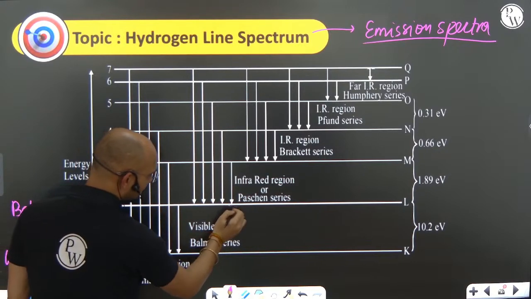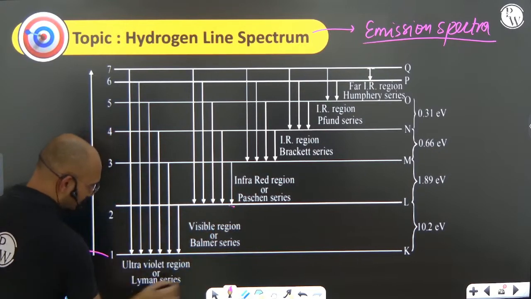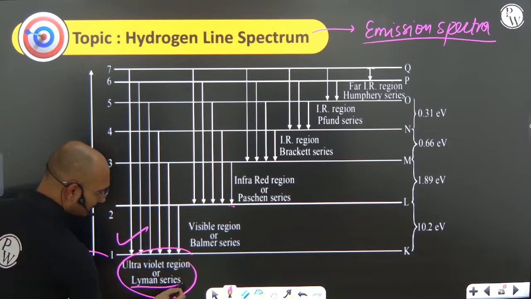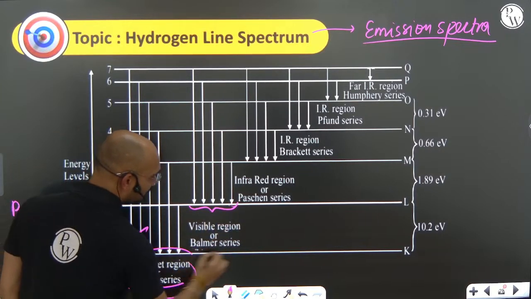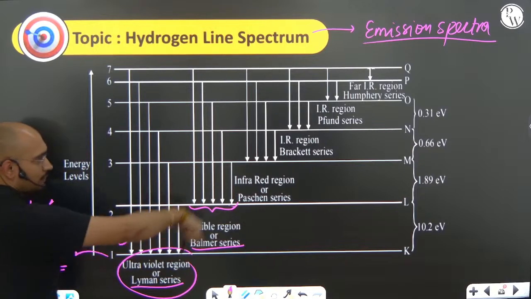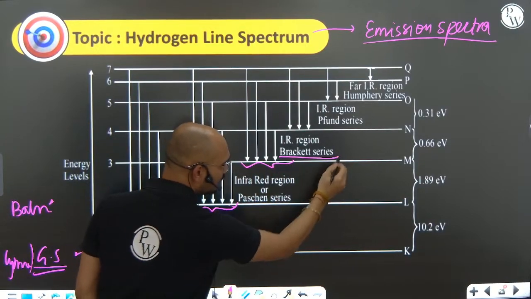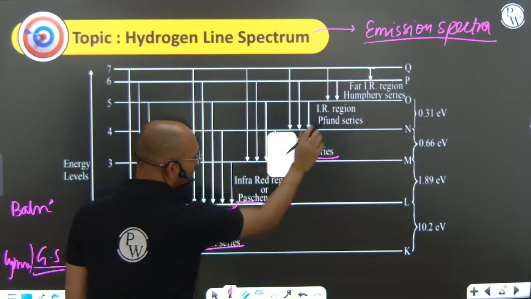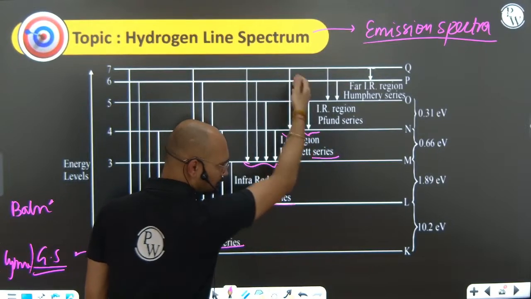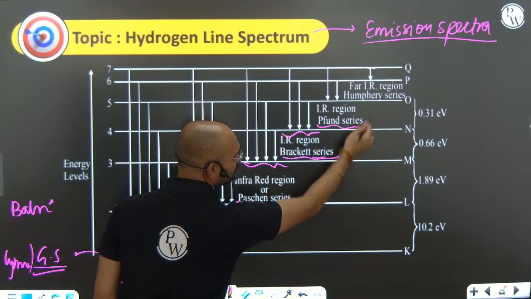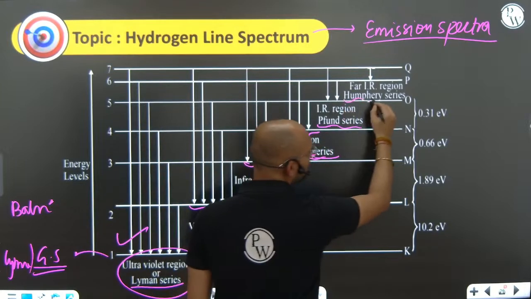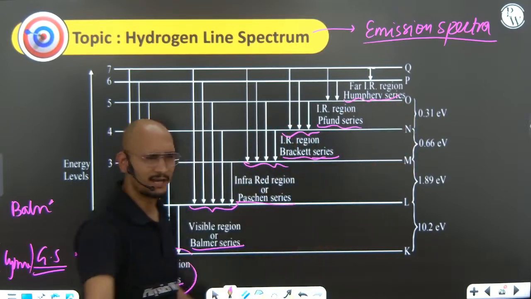So of course it will be called Balmer. All these are Lyman series. These are Balmer series because they are coming to the second one, and if they are coming to the third one, they are called Paschen series. And if it is coming to the fourth from higher, it will be called Brackett. If it is coming from higher to fifth, Pfund. If it is coming from higher to sixth, it is Humphrey. I hope you understand it.